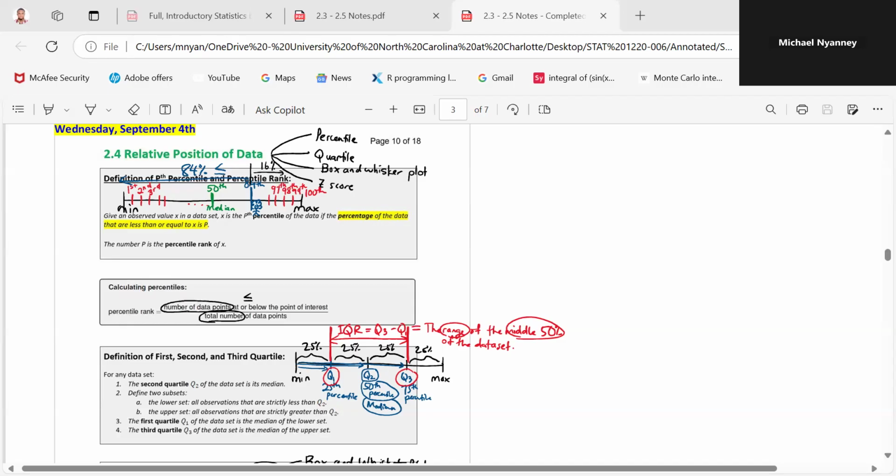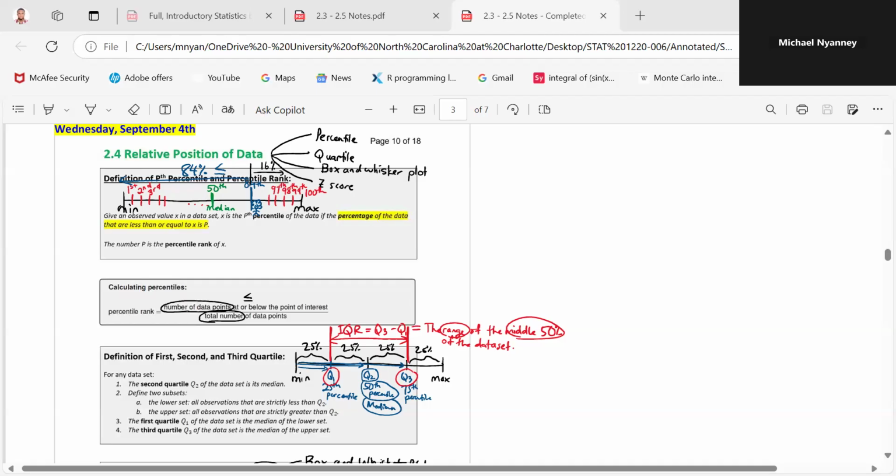need to arrange the data set from the lowest to the highest, then locate the point of interest. Now count the number of data points that are less than or equal to that data point and divide by the total number of data points that you have. Afterwards, your final answer will be the percentile rank of that data point. That is how we determine the percentile rank of a data point in our data set.